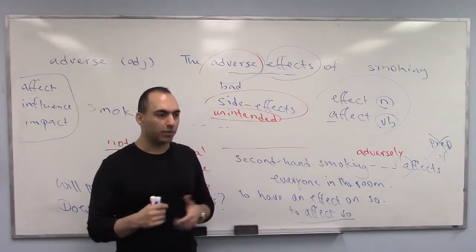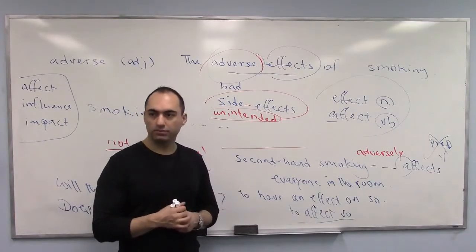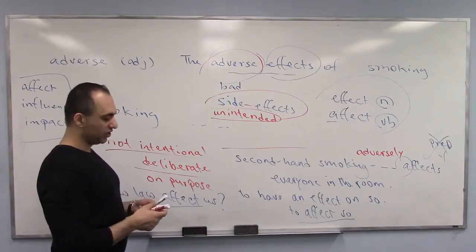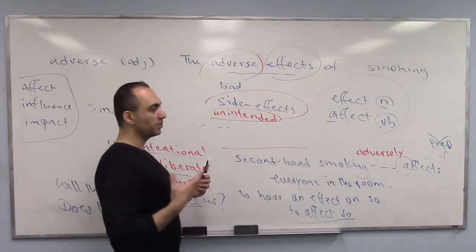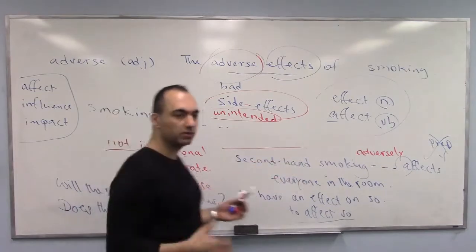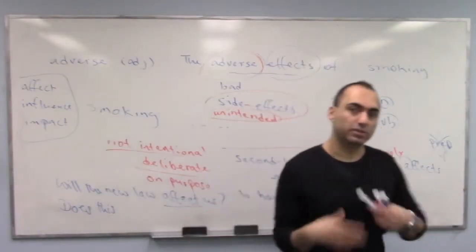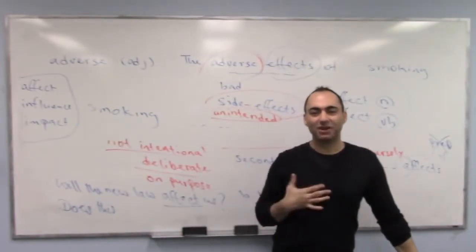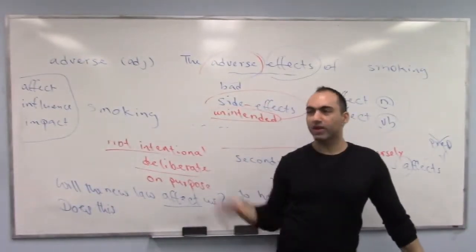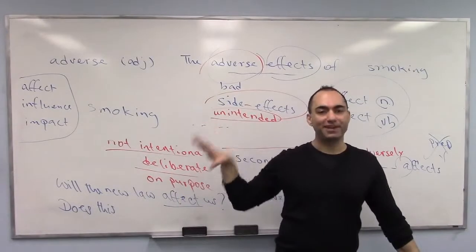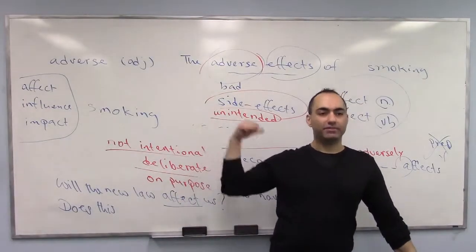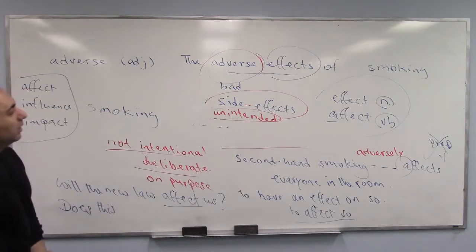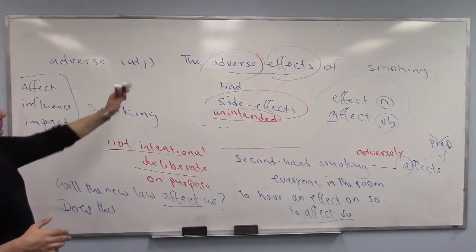But you know secondhand smoking. We have chain smoking, secondhand smoking. Secondhand smoking is when I'm not smoking, when she smokes, and I'm sitting in a room, or when I smoke and she sits there. When I smoke and everybody's in the room, everybody will be suffering. Everybody will be affected by the adverse effects of my smoking.